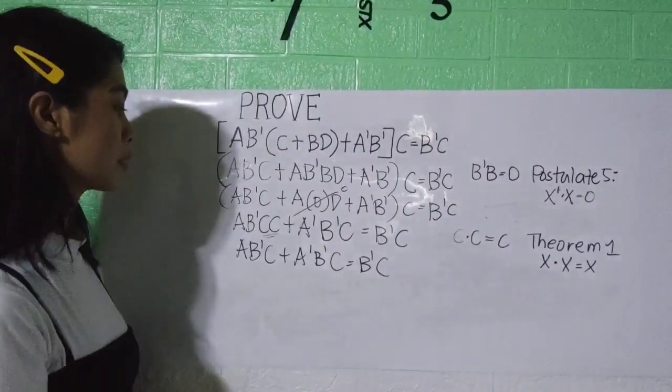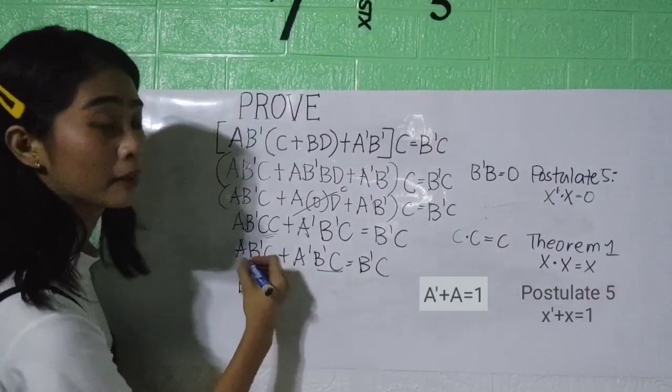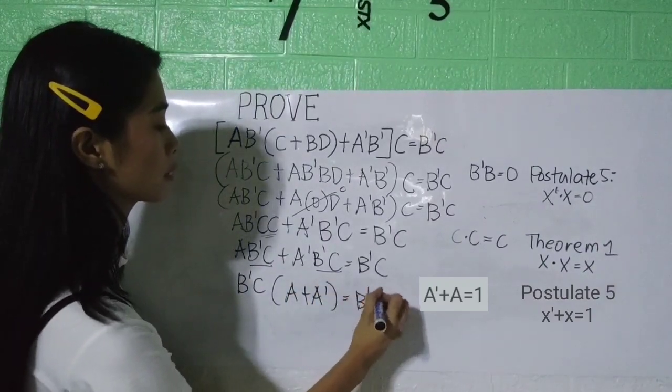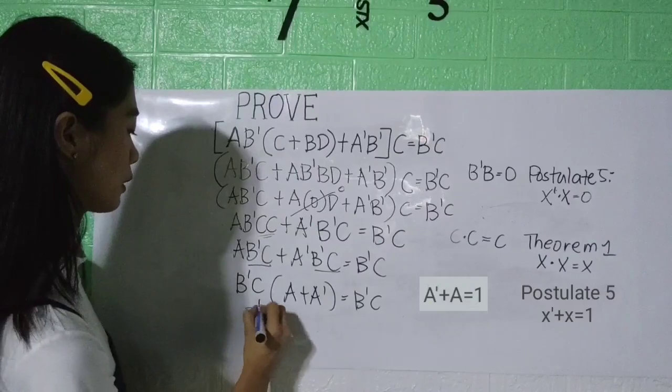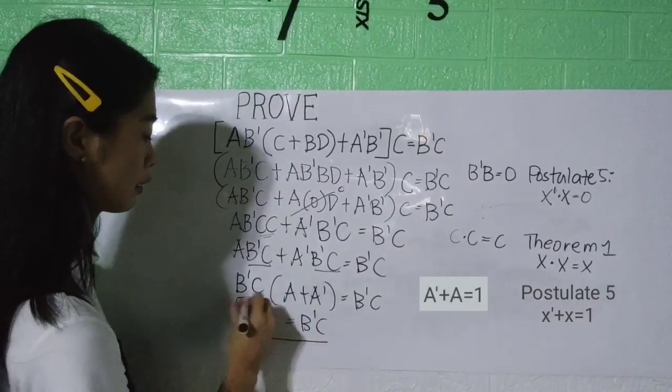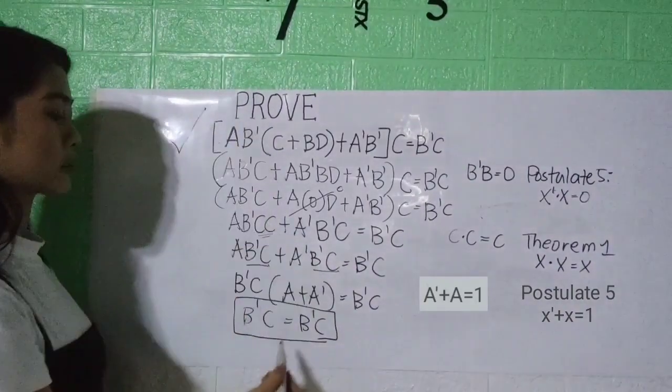Now we can combine like terms. b'c multiplied by a plus a' equals b'c. b'c equals b'c. Therefore, this equation is correct.